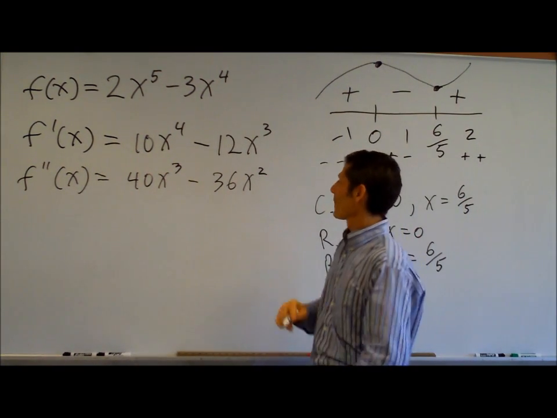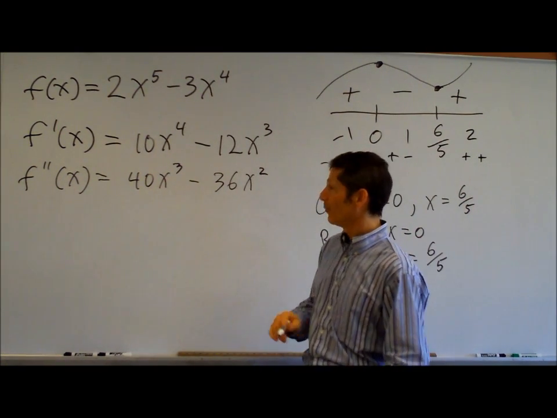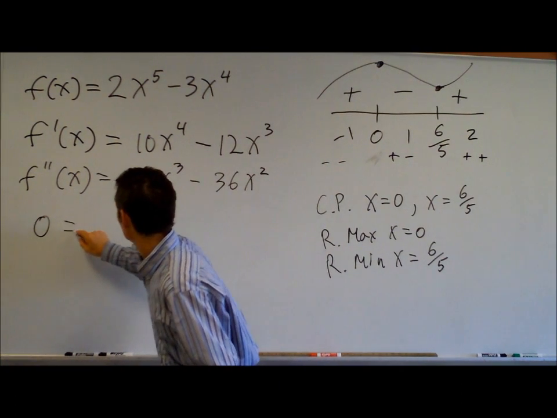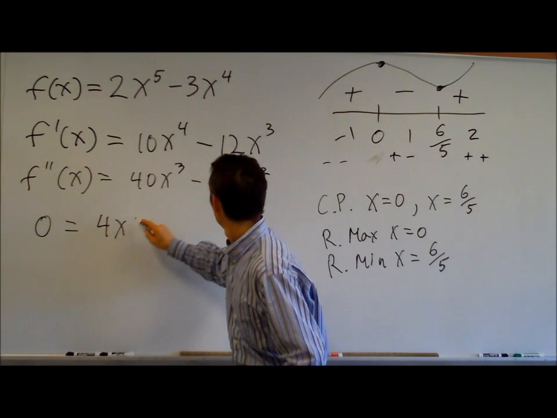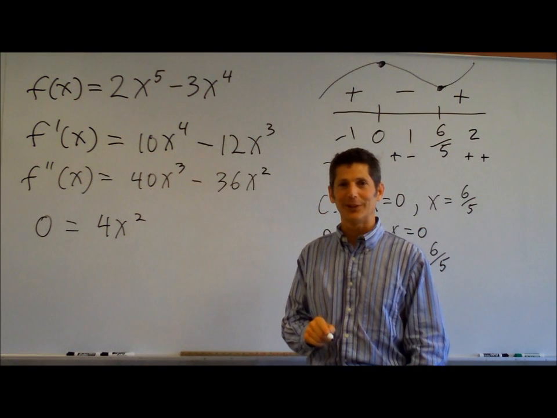36x squared, and I think I can factor out a 4, so let's do that. I'm setting it equal to 0. I can factor out a 4x squared. Obviously, you're going to have to pay close attention to my work.